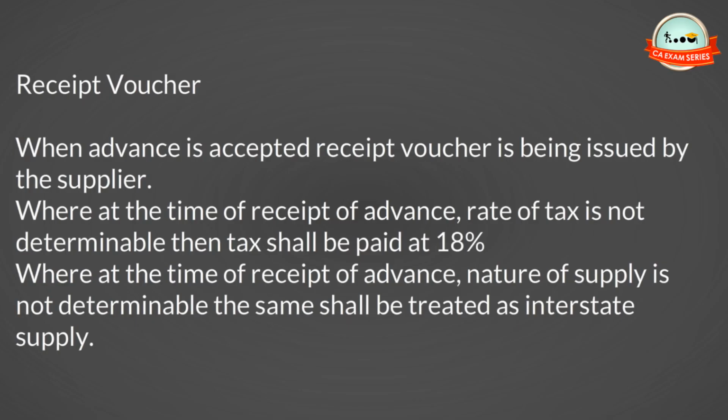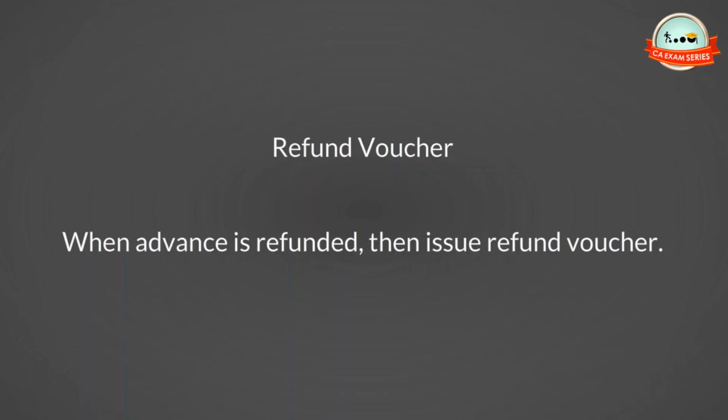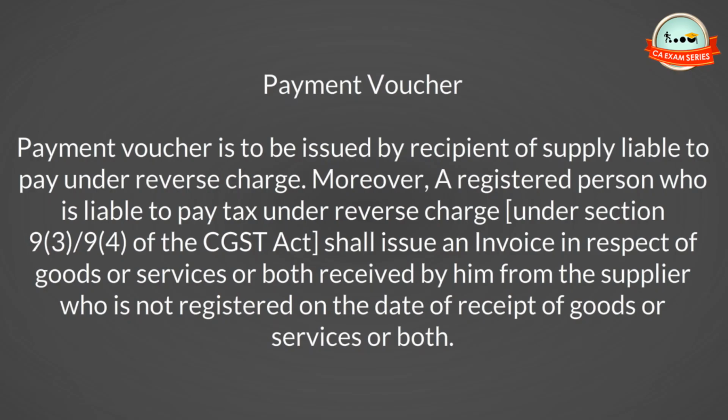Receipt voucher. When advance is accepted, a receipt voucher is to be issued by the supplier. Where at the time of receipt of advance the rate of tax is not determinable, then tax shall be paid at 18%. Where at the time of receipt of advance the nature of supply is not determinable, the same shall be treated as interstate supply. Refund voucher. When advance is refunded, then issue a refund voucher. Payment voucher. Payment voucher is to be issued by the recipient of supply liable to pay under reverse charge.